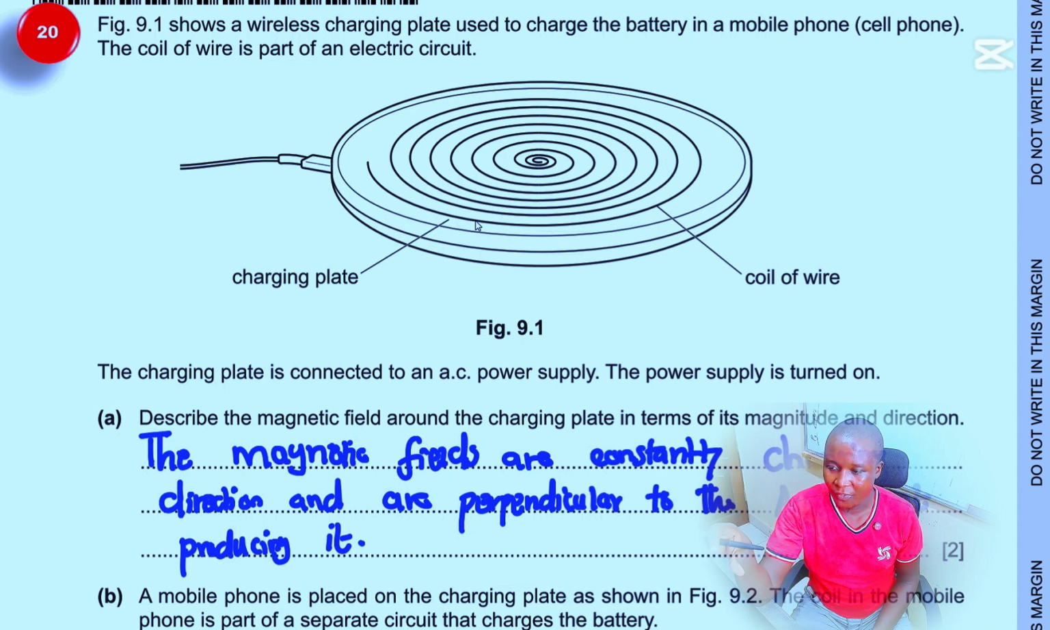The strength of these fields will be very strong when it is close to the coil, and they will be weak as you move a bit far from the coil. Also, we shall talk about the direction: the magnetic field will be perpendicular to the flow of current of the coil.